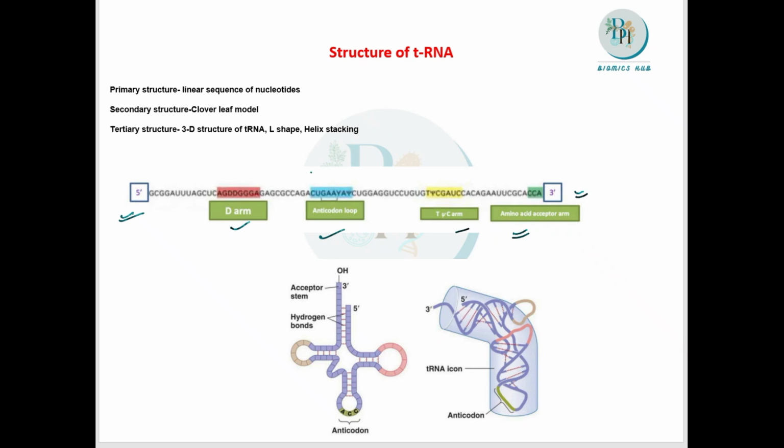In the secondary structure, the primary structure forms a self-complementary structure. When the secondary structure is formed, it looks like a clover leaf. That is the reason the secondary structure is also known as the clover leaf model. The third is the tertiary structure, which is the 3D structure of the tRNA. It is L-shaped and looks like helix stacking. Here we can see that it looks like helix stacking.